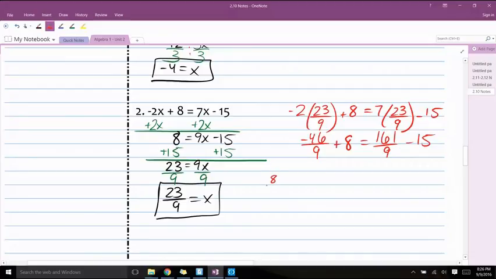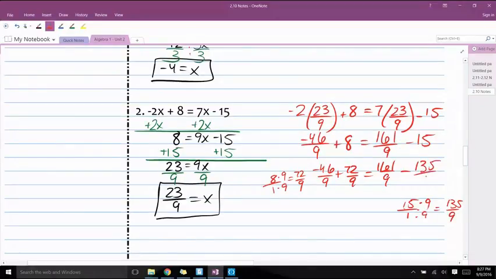Okay, we know we need a common denominator, so really quick, 8 over 1, I'm going to do times 9, that's 72 over 9. Negative 46 over 9 plus 72 over 9 equals 161 over 9 minus 15 over 1 times 9 is 135 over 9. So we're subtracting 135 over 9. Negative 46 plus 72 is 26 over 9. 161 minus 135 is 26 over 9. That is true. Nice work, my friends.